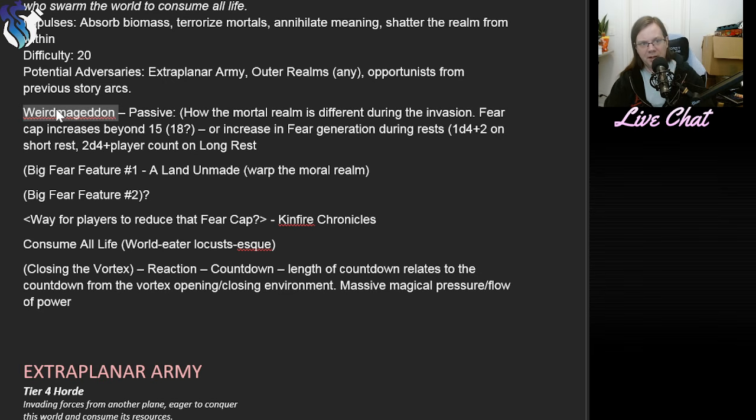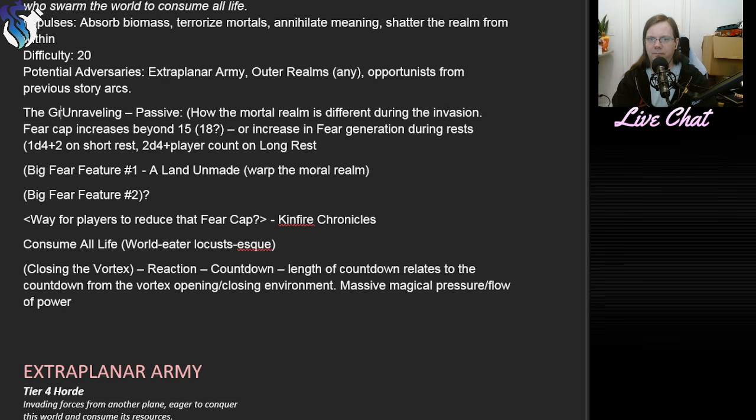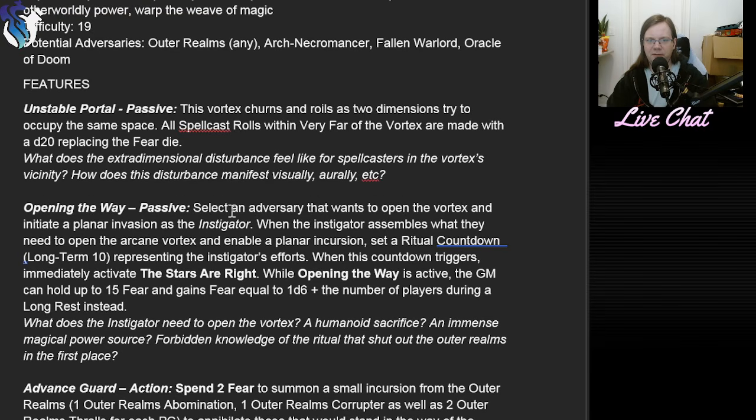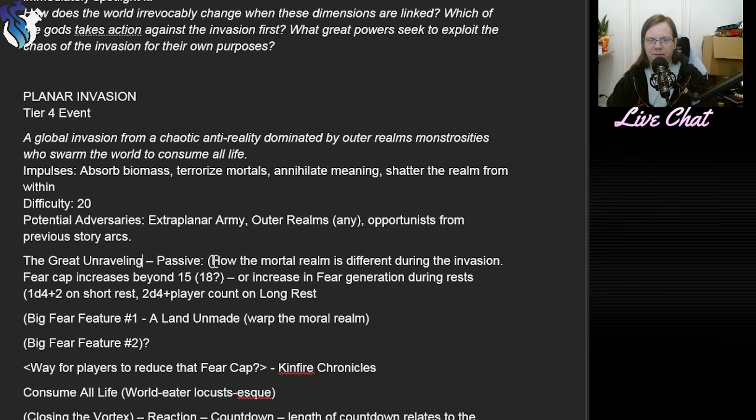Weirdmageddon is the name of the 3-part series finale of Gravity Falls, a cartoon that I think is really great. I can't just have the name of this passive be Weirdmageddon. So, right, the Great Unraveling. Do I have unraveling here? Did I already use that term? It's a fun term.